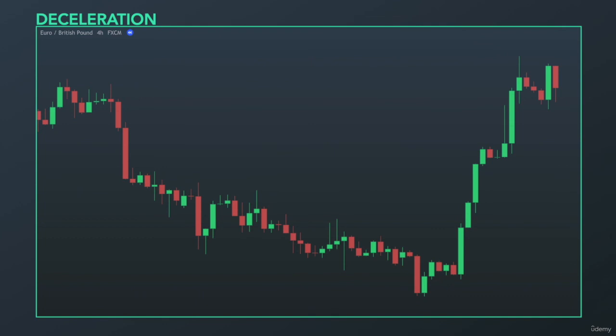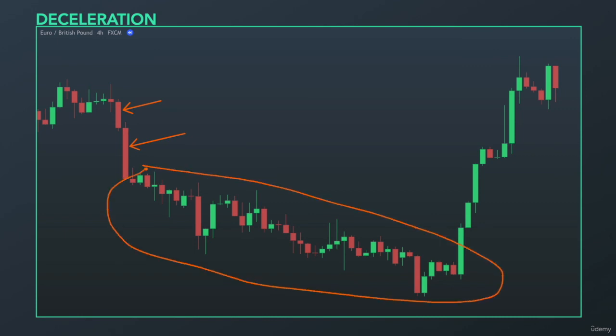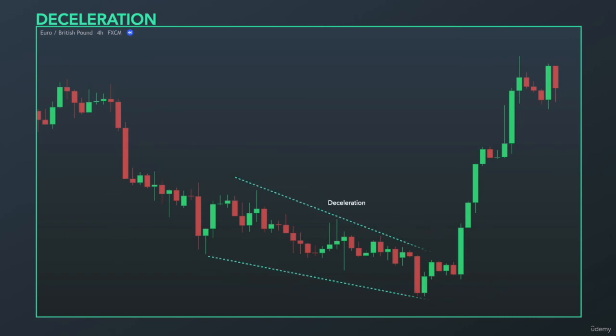EURGBP 4-hour time frame. So acceleration, and then this whole move is deceleration. So after that, price reversed to the upside very aggressively.